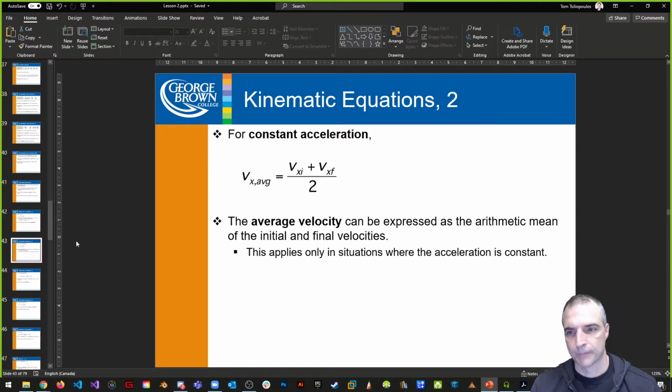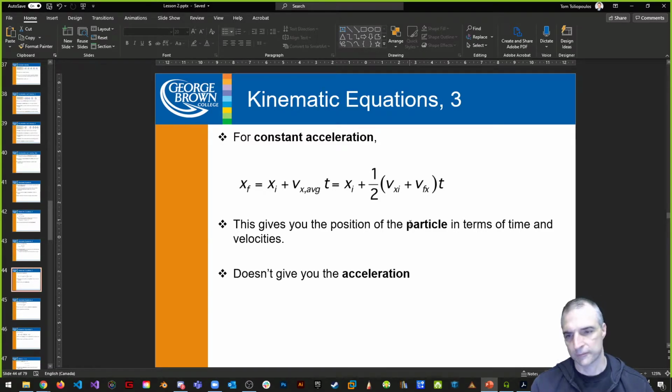Okay, let's think about the second kinematic equation. The second kinematic equation talks about the average velocity across the x-axis. So for the average velocity of the x-axis, you take the initial velocity plus the final velocity and you divide it by 2. Pretty simple. Average velocity. If you have two values that are relatable and you divide them by 2, or if I have 10 values and divide by 10, I get the average or mean.